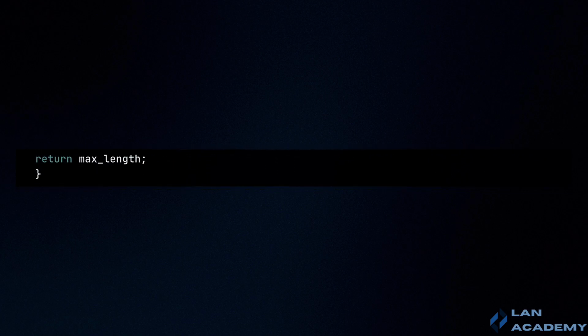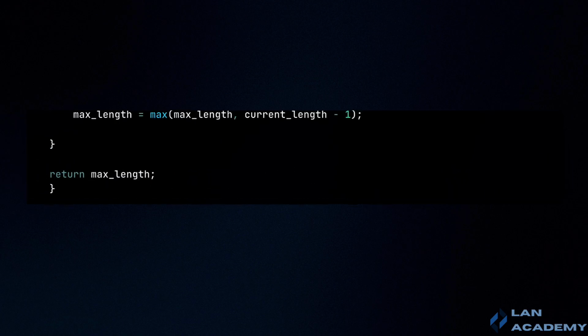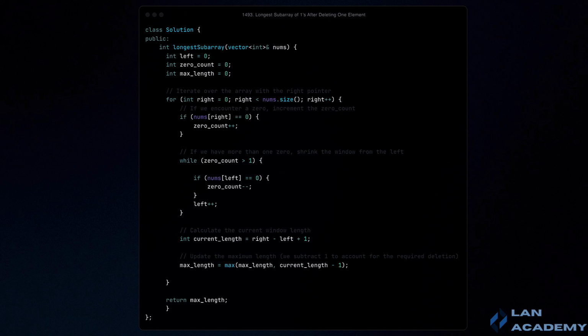I ultimately return max length. In conclusion, the algorithm uses the sliding window technique to find the maximum length of a substring of ones from a binary array after removing one element. By maintaining a dynamic window and counting zeros, the algorithm ensures that each element is processed only once, providing an efficient and optimal solution with O of n time complexity and O of 1 space complexity.